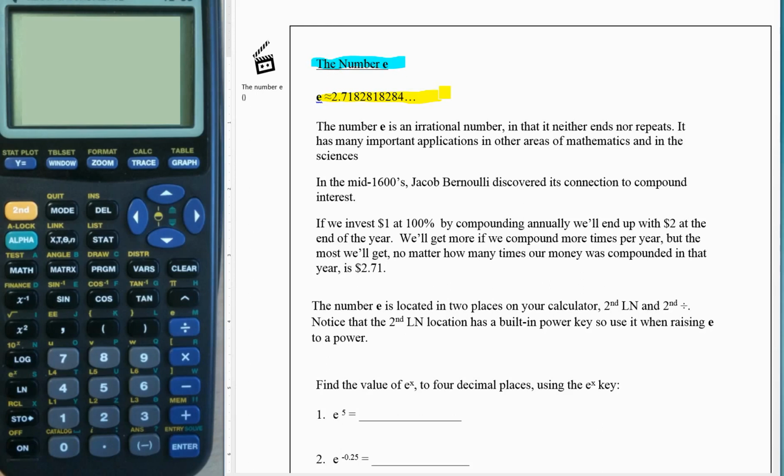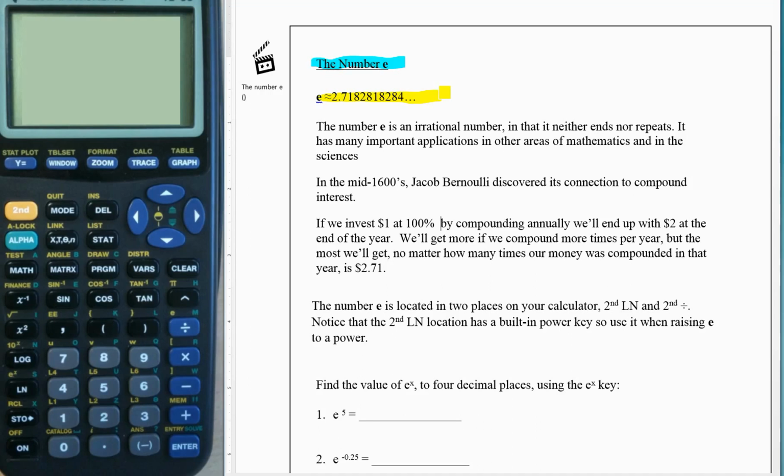Okay, it's kind of this crazy concept. But this specific number, 2.7 and on forever, has a lot of very important applications. And we'll actually see that it will help us with interest problems. So in the mid-1600s, Jacob Bernoulli, which would actually have been pronounced Jakob Bernoulli, discovered its connection to compound interest. So we just talked about compound interest, and we'll do it some more.